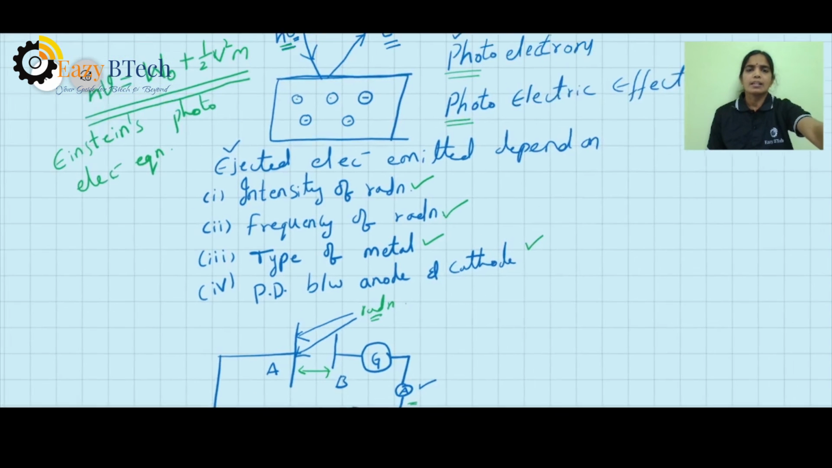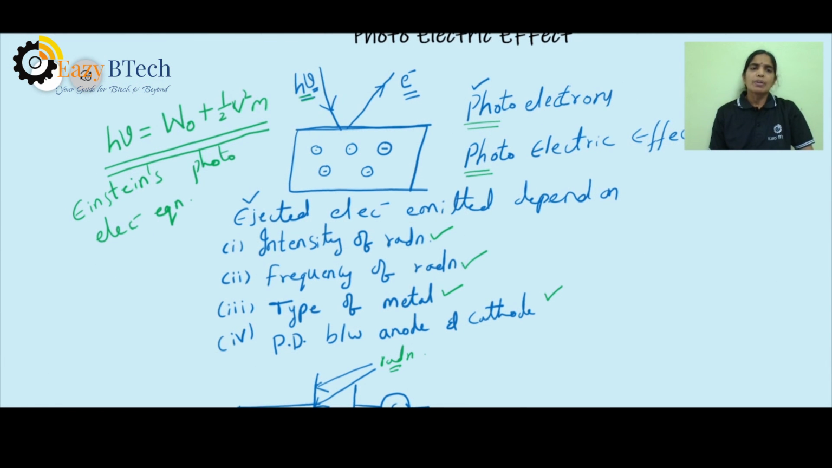Also, in the equation h mu equal to W naught plus half mv square, h mu is the energy of the incident radiation, and W naught is the amount of work done to extract, or I can say remove, an electron from the surface of a metal, which is your work function. The remaining is given as the kinetic energy of the electrons that are ejected from the surface of the metal. This is a brief description of photoelectric effect. Hope it's clear for you. We will see in the next session the characteristics, the laws, and the applications of photoelectric effect.